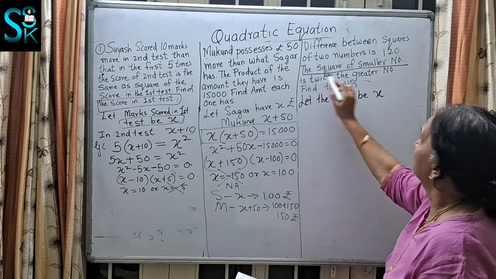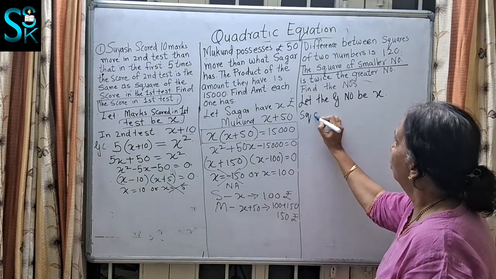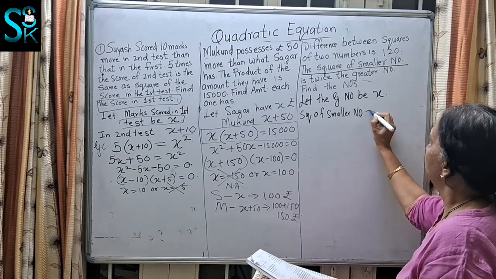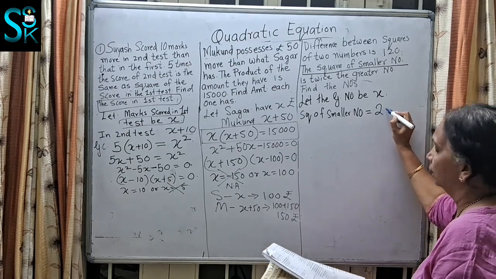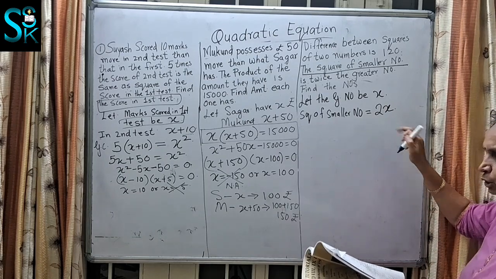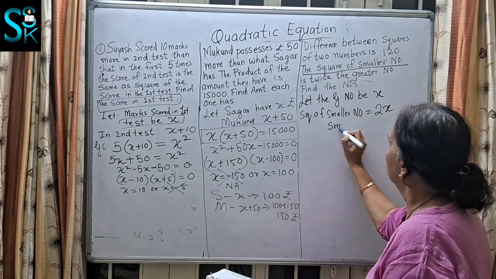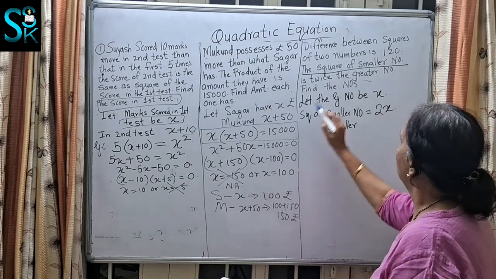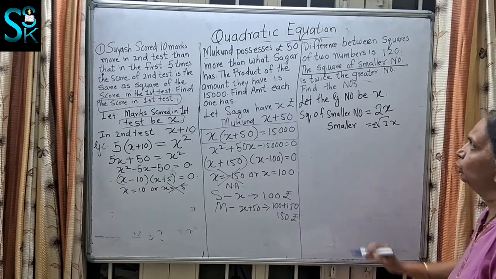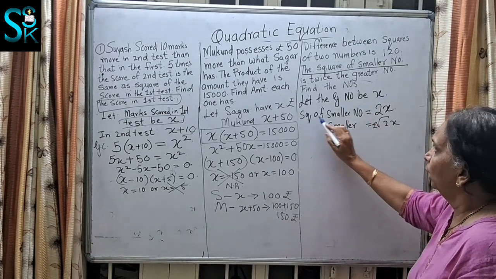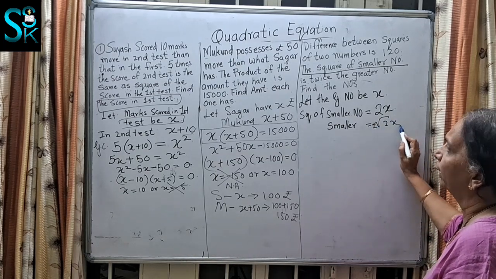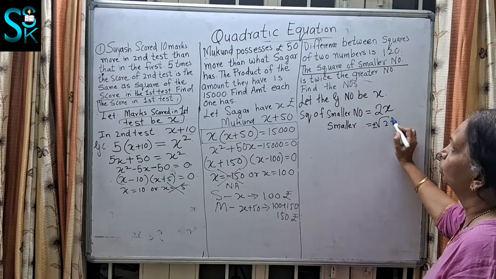Okay. Then we are writing the same thing here. Square of the smaller number is equal to twice the greater number, that is 2x. So the square of the smaller number you got as 2x. So what is the smaller number? When the square goes here, it will become root 2x, plus or minus. So the greater number is x, the square of the smaller number is 2x, and the smaller number is plus or minus root 2x.